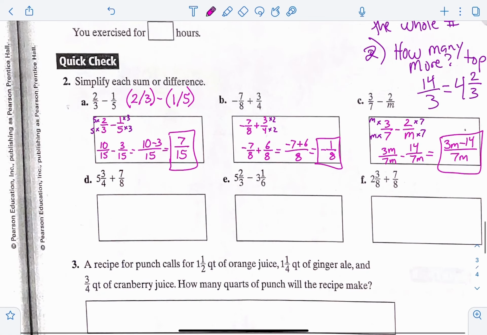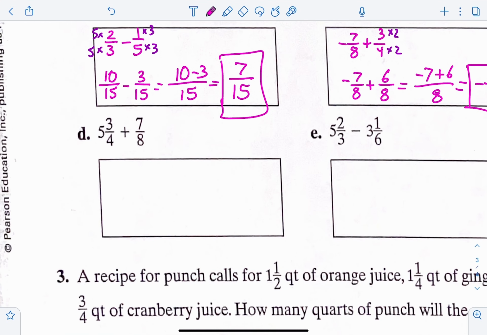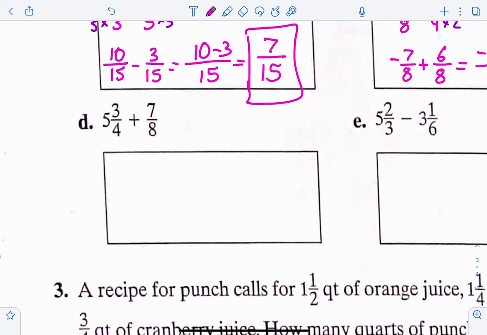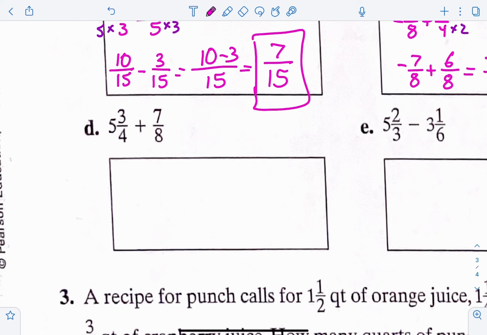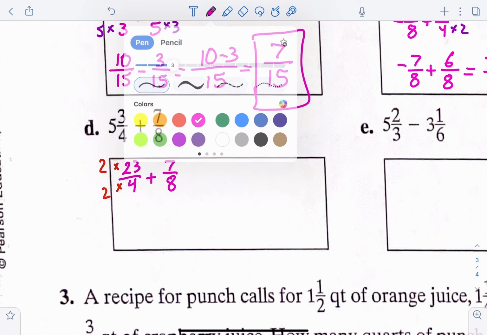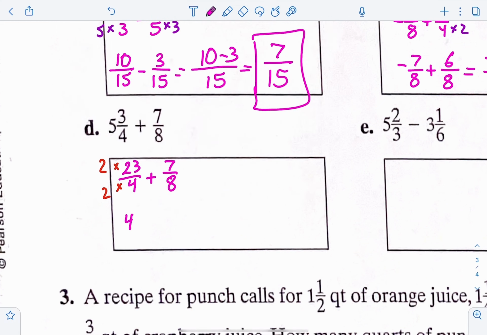All right, these next ones, you got to turn them into fractions, and then you got to make them have the same denominator, and then you can go from there. So 5 3/4. Okay, so we have 4 times 5, which is 20, plus 3, which is 23. So we can rewrite it as 23 over 4, plus 7 over 8. I'm going to make them both have an 8 on the bottom, so I'm just going to say times 2 times 2, because that's an easy one to see what the bottom should be. So this becomes 46 over 8 plus 7 over 8.